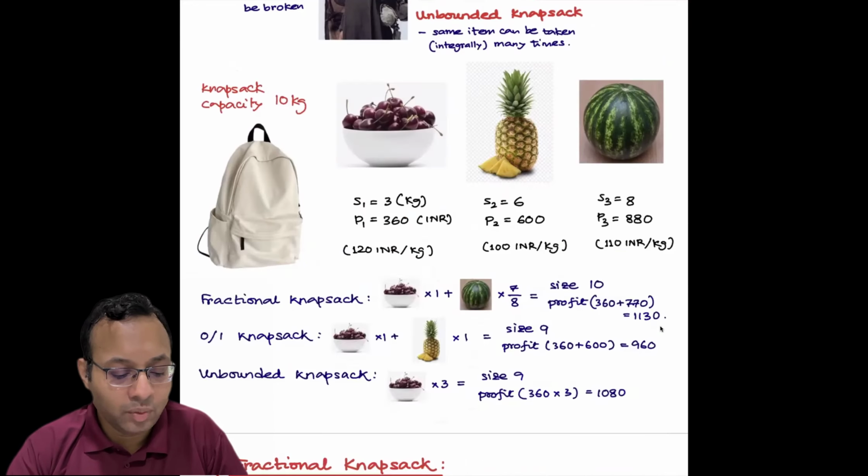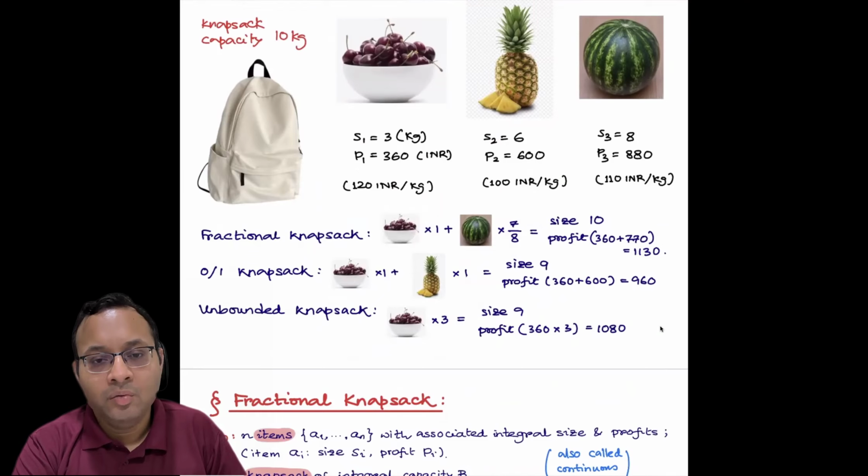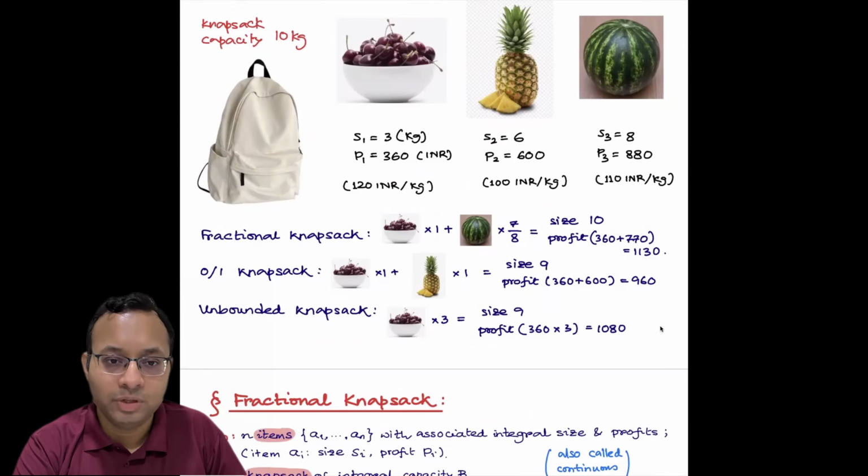So let's look at one example. In this example, the knapsack has capacity 10 kg, and there are three types of items. Cherries: each unit, let's say a packet, is 3 kg and the price is 360 rupees. Then one pineapple is 6 kg, and the price is 600 rupees. And a watermelon is 8 kg and the price is 880 rupees. Per kilogram, if we look at the price, cherry is the most expensive, 120 rupees per kg, then watermelon 110 rupees per kg, and then pineapple 100 rupees per kg.